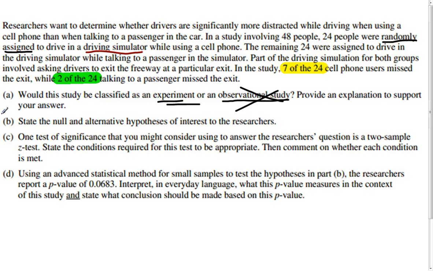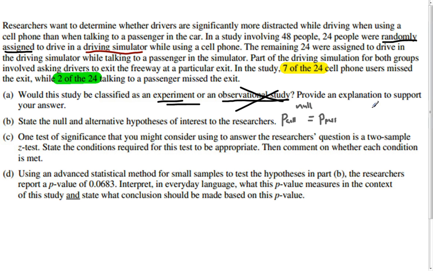But again, getting back to this question here, all it asks for is a null and alternative hypothesis. So here, we're comparing two proportions. The null is that the proportions are always going to be equal. So I'm going to say proportion cell, P cell, is equal to P passenger, P pass. So the two proportions are equal. That's our null.